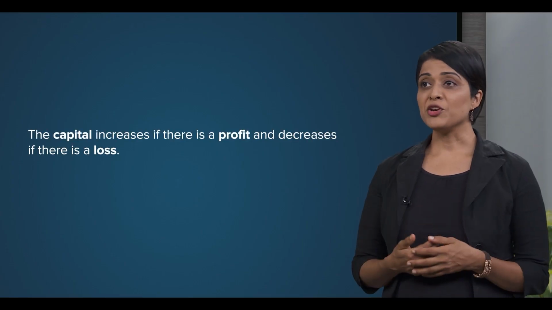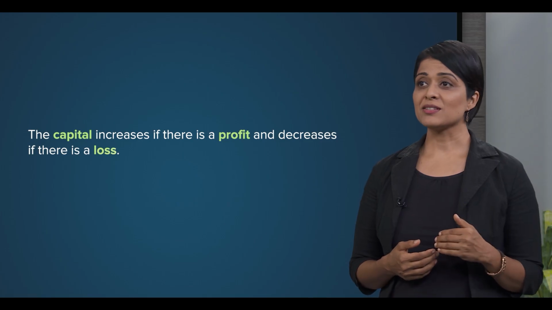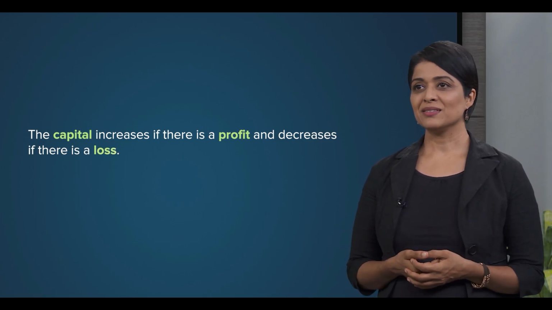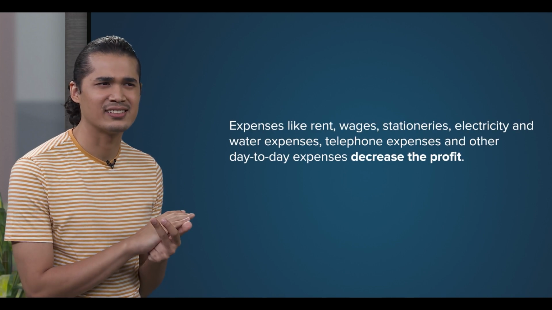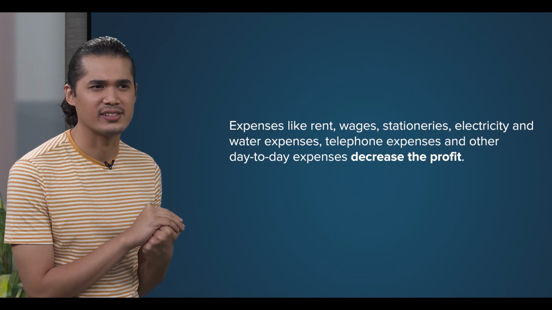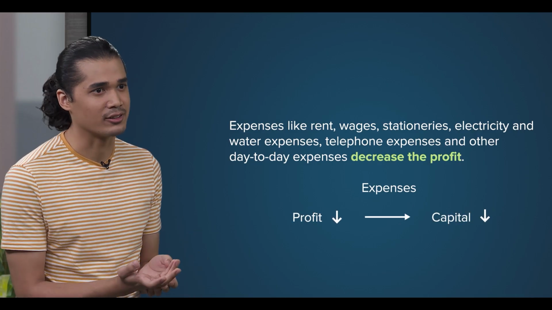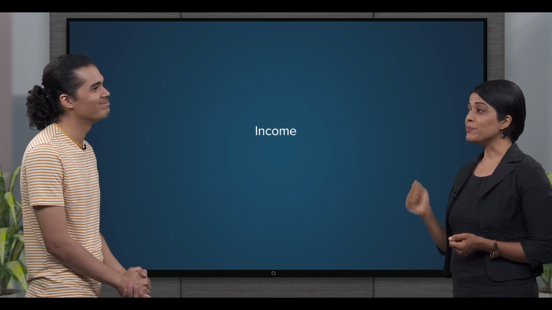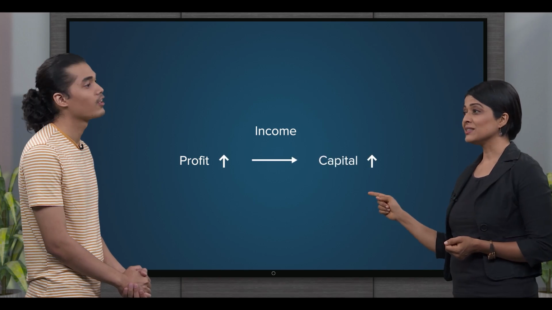Well, you already know that the capital increases if there is a profit and decreases if there is a loss. So anything that creates a profit or a loss impacts the capital. In that case, expenses like rent, wages, stationeries, electricity and water expenses, telephone expenses, and other day-to-day expenses decrease the profit and in turn the capital, right? Correct. Additionally, the income generated by the business increases the profit, which simultaneously increases the capital.